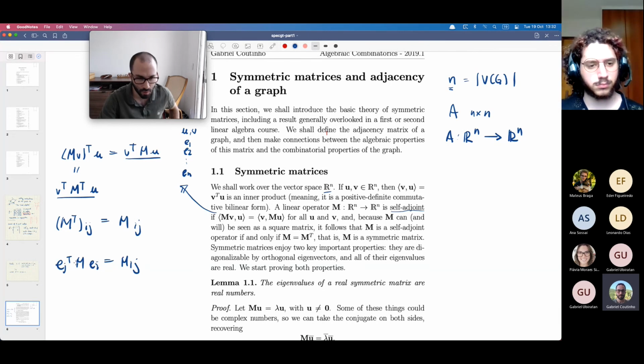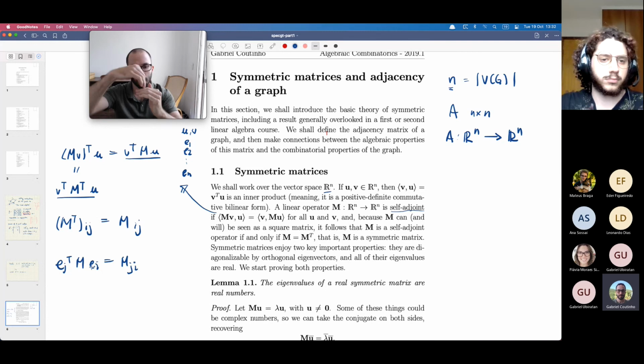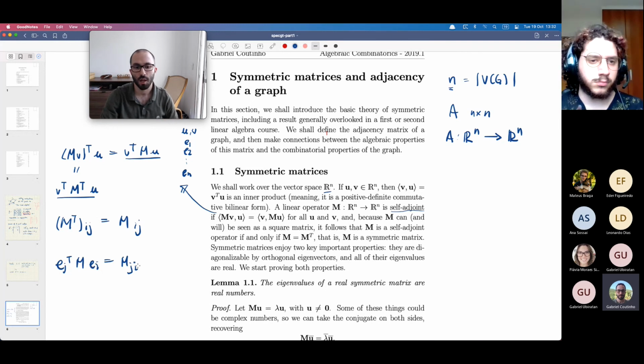it's the other way around. This is M ji. It doesn't matter. I will be taking all pairs. So this is selecting the jth row of M, and this is selecting the ith column of M, right? So I'm selecting the jth row and then the ith column, so I'm selecting the ji entry.